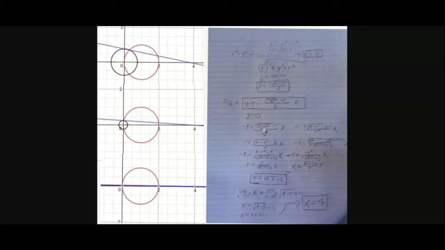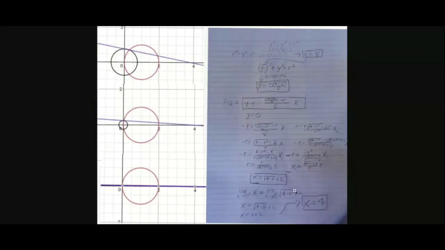And so by using point-slope form, we can find an equation for the line PQ, which is this line right here. And that is going to be y minus r is equal to r root 4 minus r squared minus r, over 2, all over r squared over 2, all that times x. This is the slope of that line. And then since we're trying to find the x-intercept, we know that y is going to be equal to 0, so we can set that to 0, and we'll get negative r is equal to all of this. And then you have to simplify this, and eventually if you solve for x, you'll get that x is equal to root 4 minus r squared plus 2.